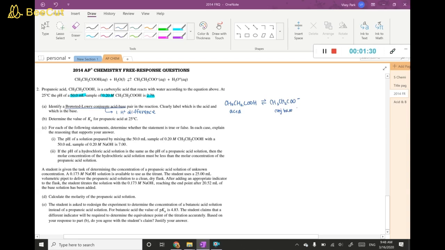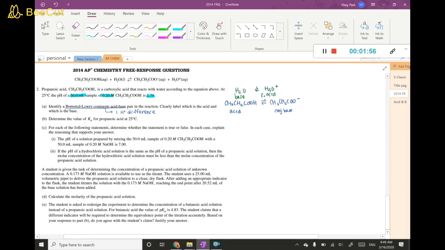Okay, the other one would be water. So it'll be H2O versus H3O+. Which one has one extra proton? H3O+. So this is going to be the acid, and this is going to be its base. It just so happens that the product side is always going to be the conjugate. Okay. All right, let's continue to the next question.